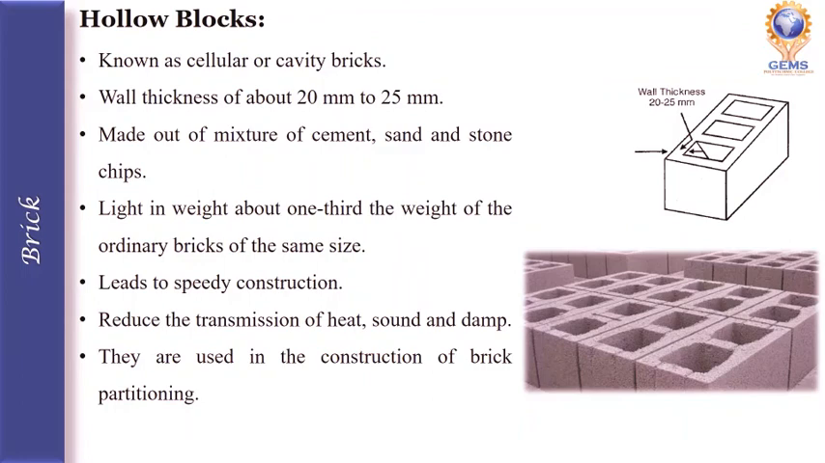Hollow blocks. These are also known as cellular or cavity bricks. Such bricks have a wall thickness of about 20 to 25 mm, and they are prepared from a mixture of cement, sand, and stone chips. These hollow blocks are light in weight, about 1/3 the weight of ordinary bricks of the same size. This leads to speedy construction, and these hollow blocks reduce the transmission of heat, sound and damp. They are used in the construction of brick partitioning. So this is the hollow block.